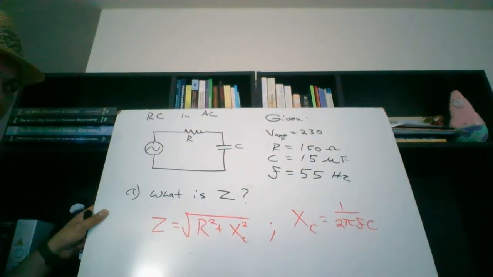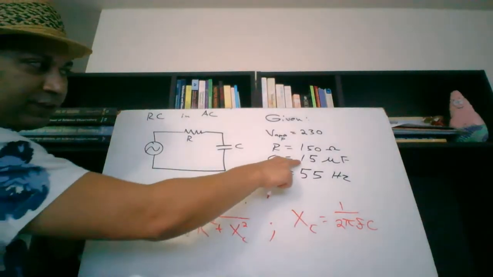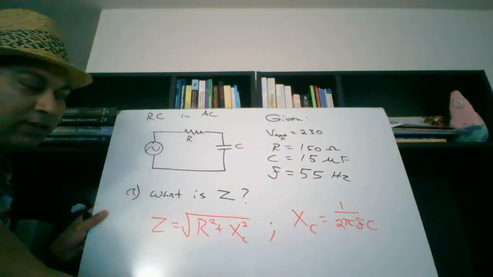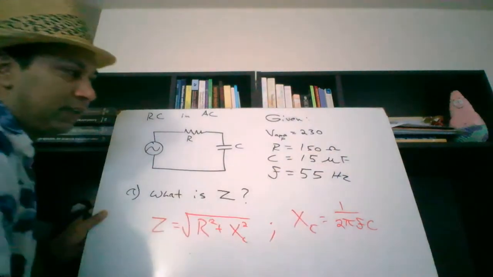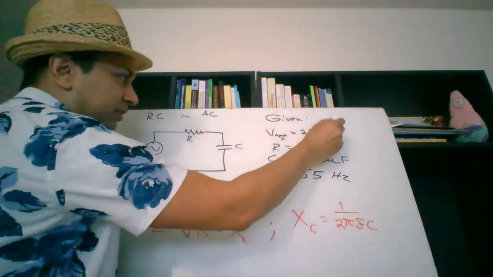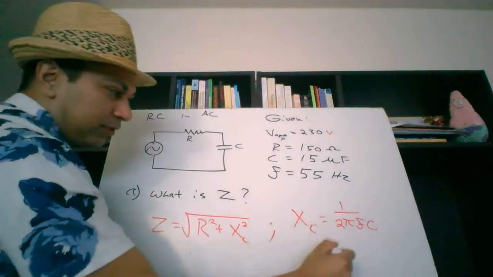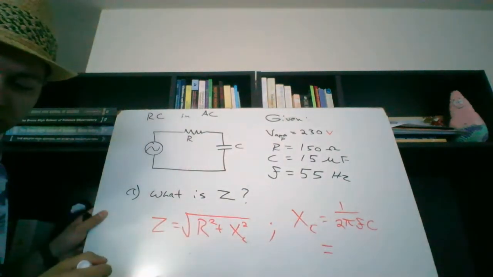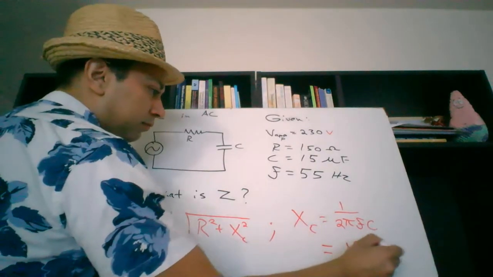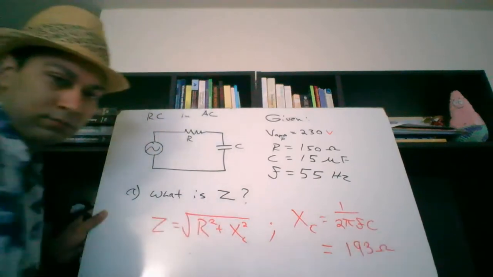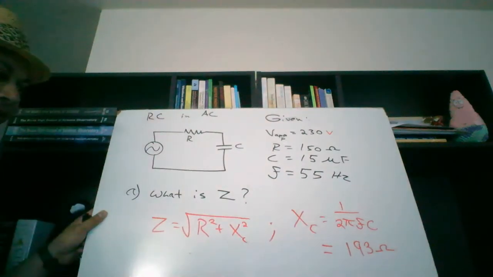So if you do that, plug it in. Make sure that you change 15 to 15 times 10 to the power minus 6. That's a microfarad. And I think everything else is the same. This is in volts. So when you clean all this up, you will get a value of 193 ohms. Okay. So Xc is equal to 193 ohms.